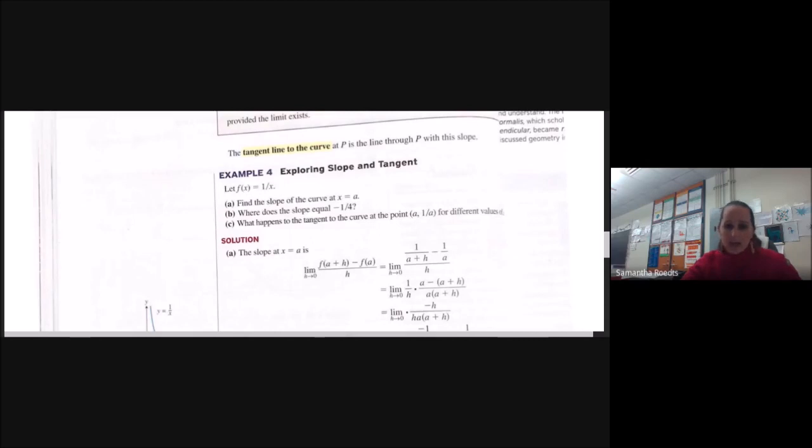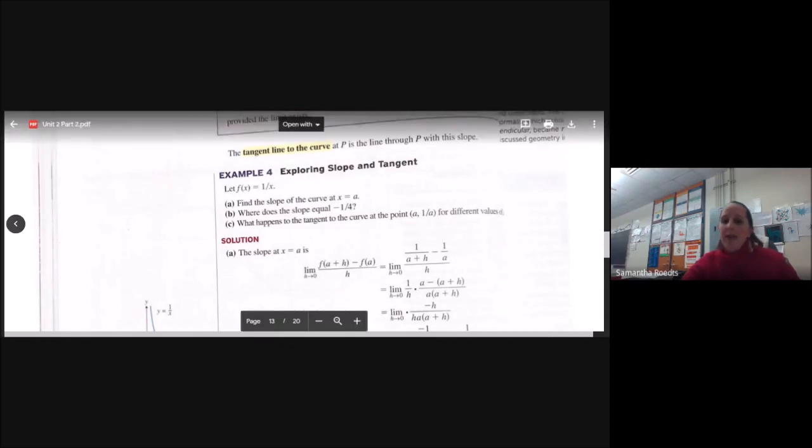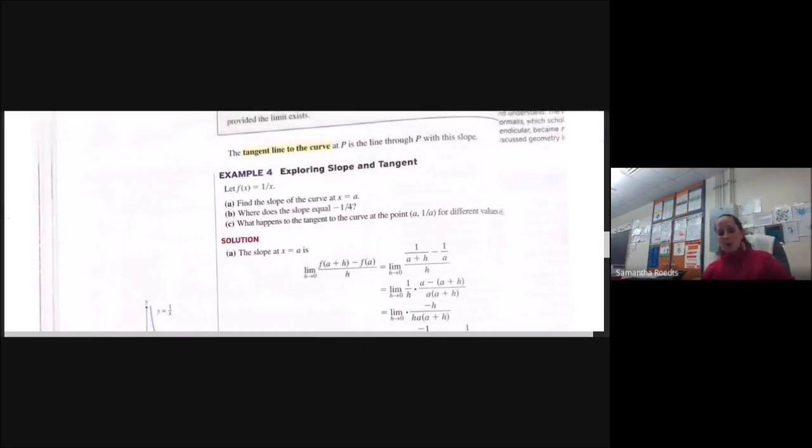Example 4, exploring slope and tangent. So I want to let f of x equal 1 over x. I want to find the slope of the curve at x equals a. Where does the slope equal negative 1/4? And what happens to the tangent to the curve at the point a, 1 over a for different values of a? So the first thing I want to do is find the slope at x equals a.